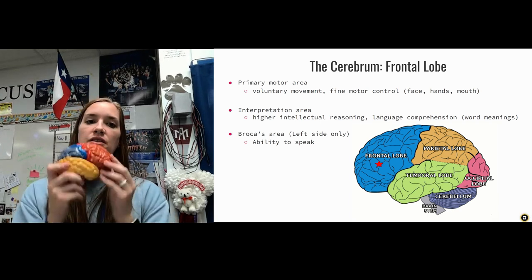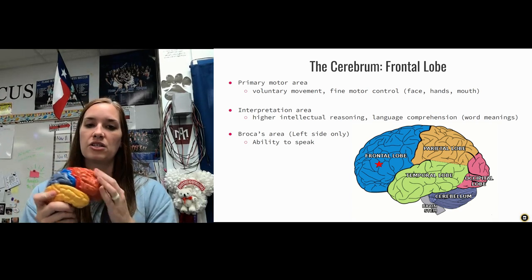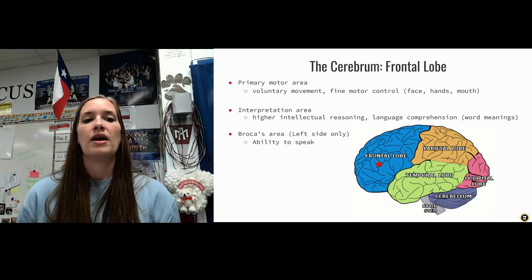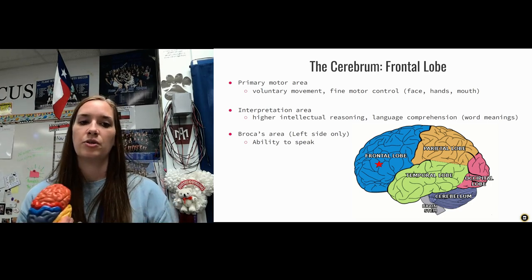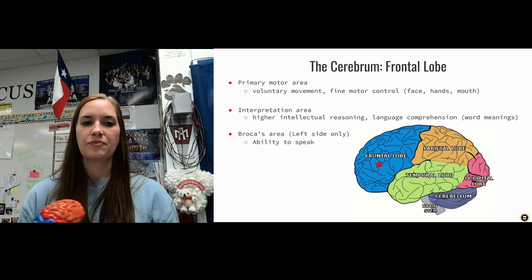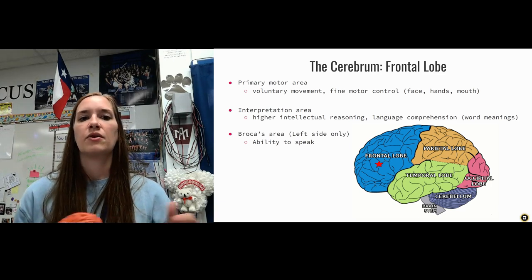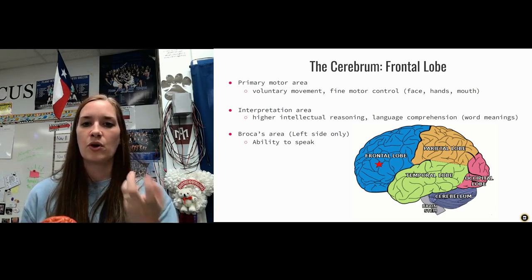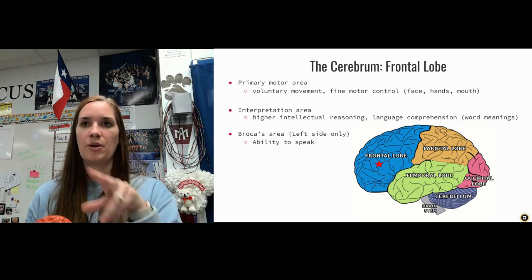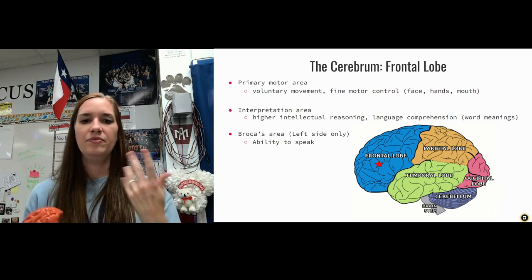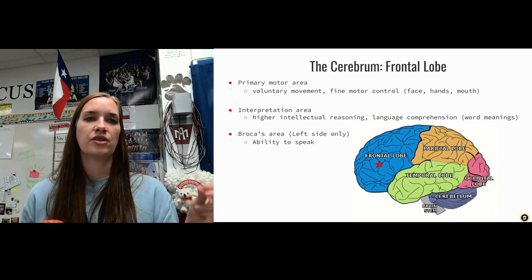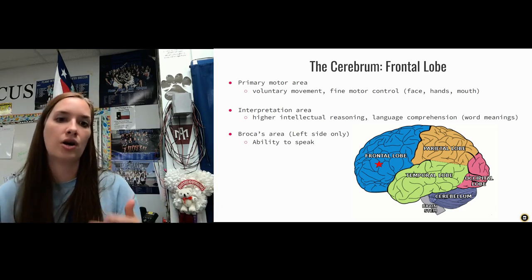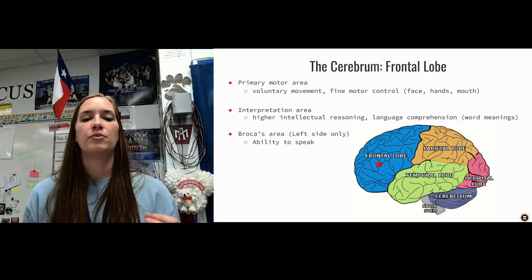So looking first at the frontal lobe, there are some specialized areas within the frontal lobe. We have the primary motor area, the interpretation area, and Broca's area. The primary motor area is going to be giving us fine motor control, so being able to pick up, for example, a pencil. That is fine motor, versus gross motor, which would be like, say, kicking a ball. This is going to be voluntary movement.